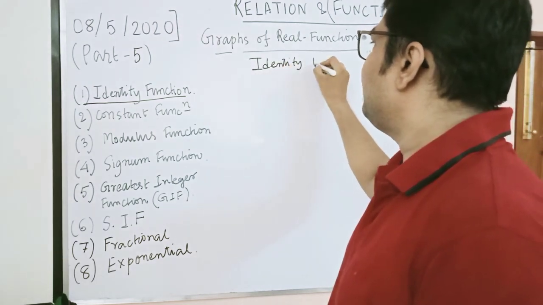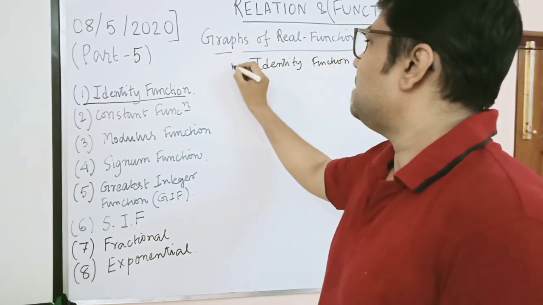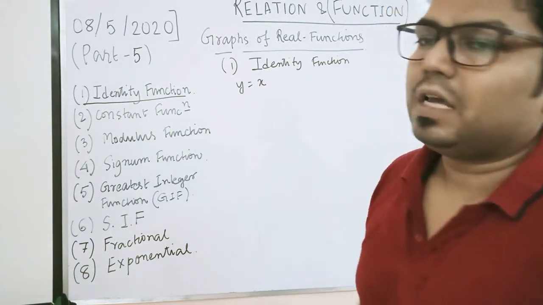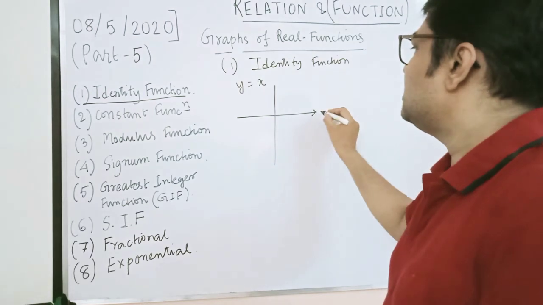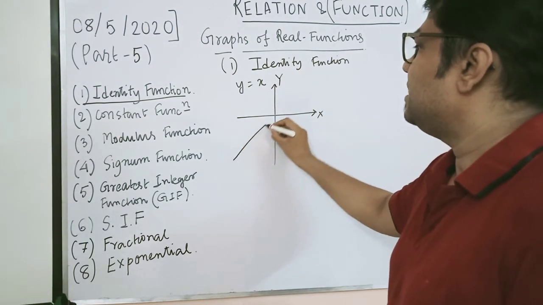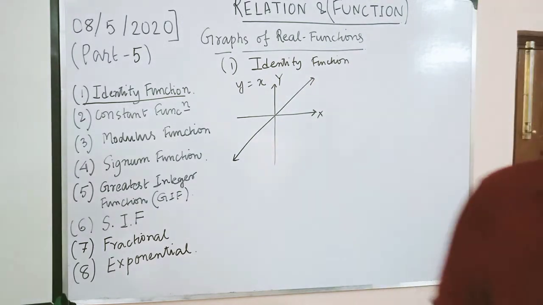Identity function. The identity function is number one. It is actually y equals to x. Y equals to x is the identity function. Now if you draw the graph, this is the x and y axis, Cartesian coordinate. You will get a graph like this. This is the line of y equals to x.